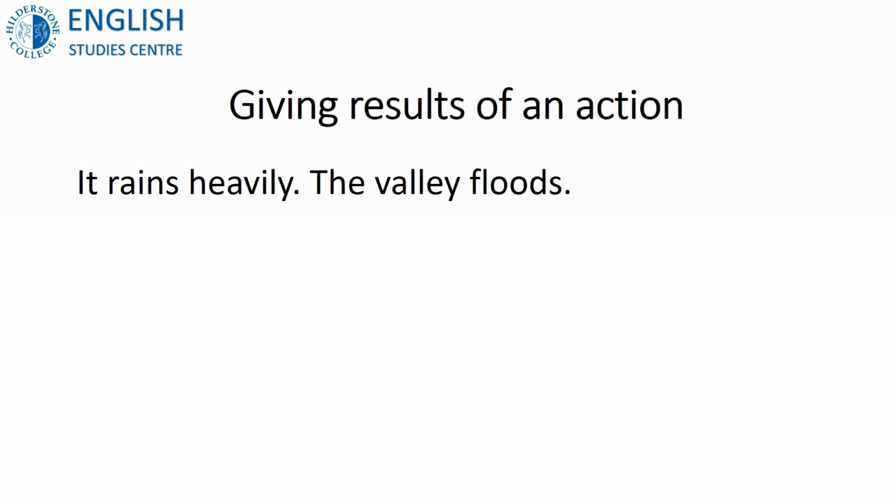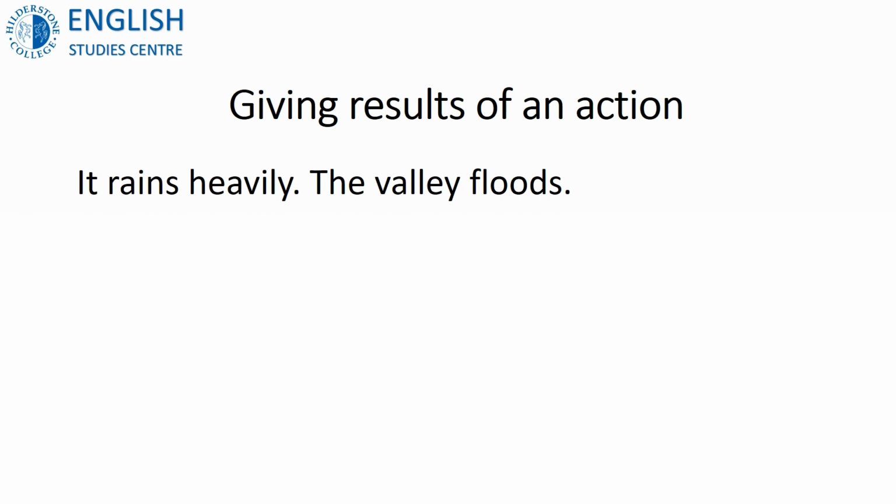It rains heavily. The valley floods. We've got 2 independent sentences here. The reader or the listener has to make the connection between them. Because of the sequence, it's fairly clear that the flood happens because of the rain. But the words don't actually tell us that. It's just suggested by the order of sentences.